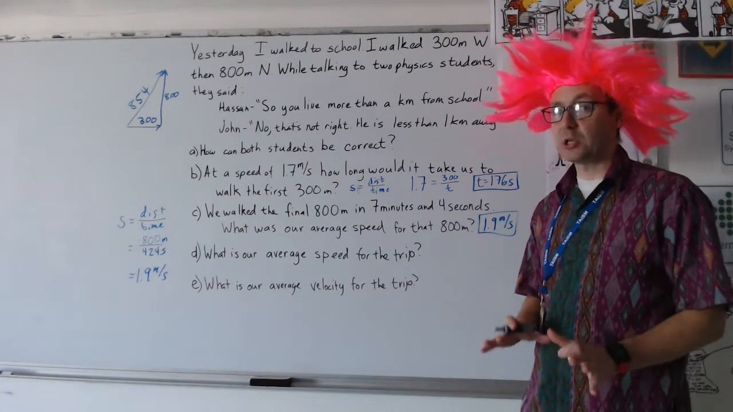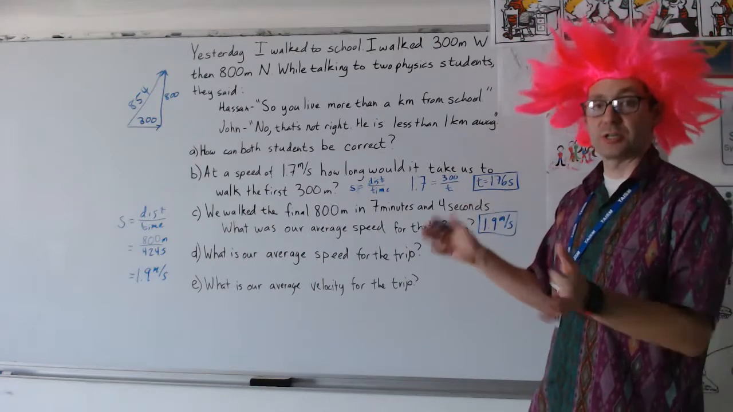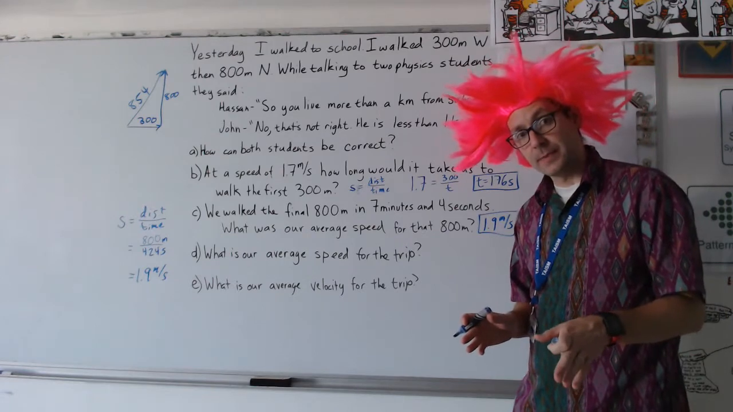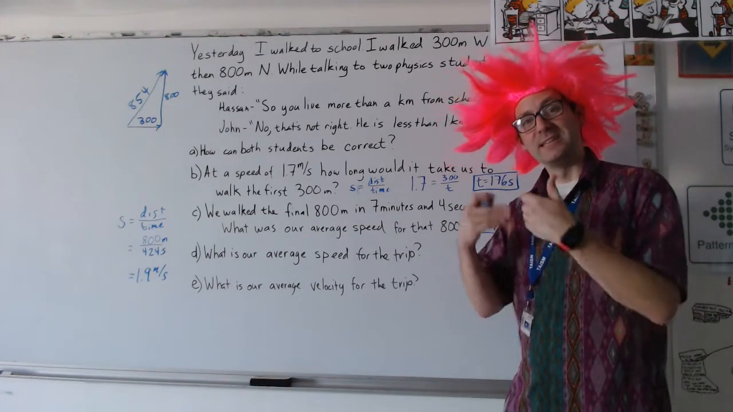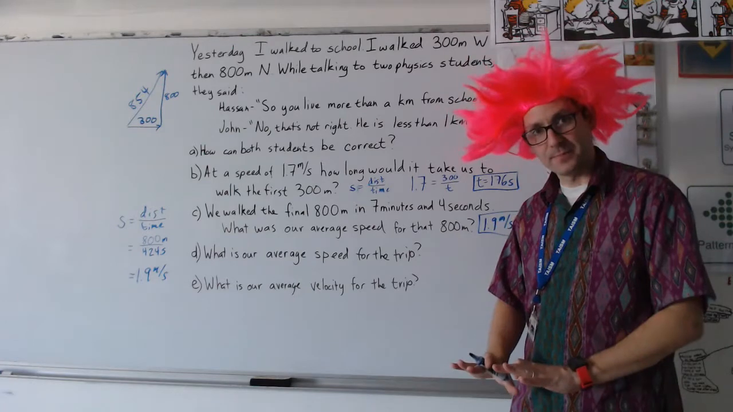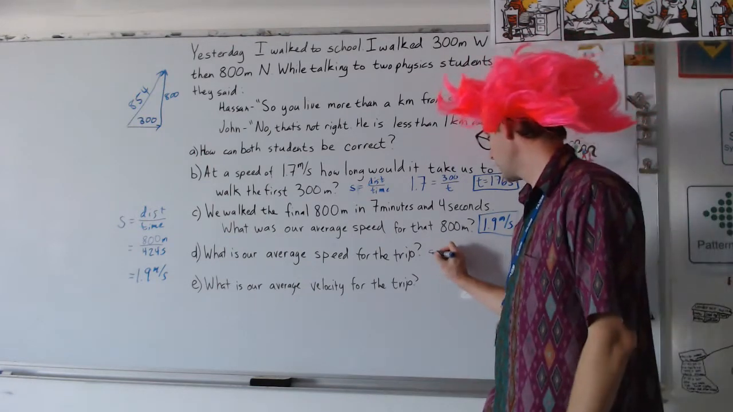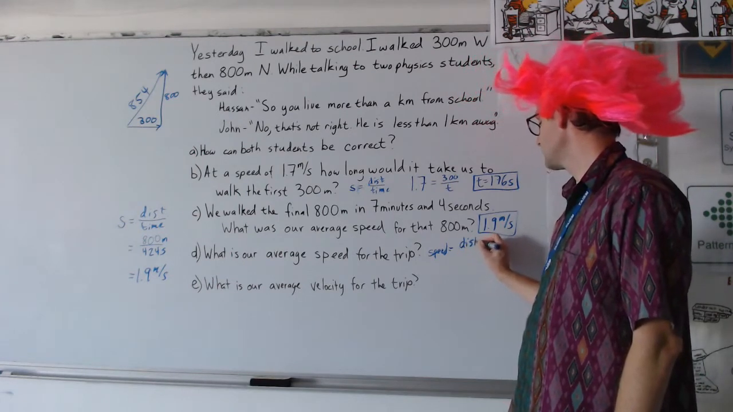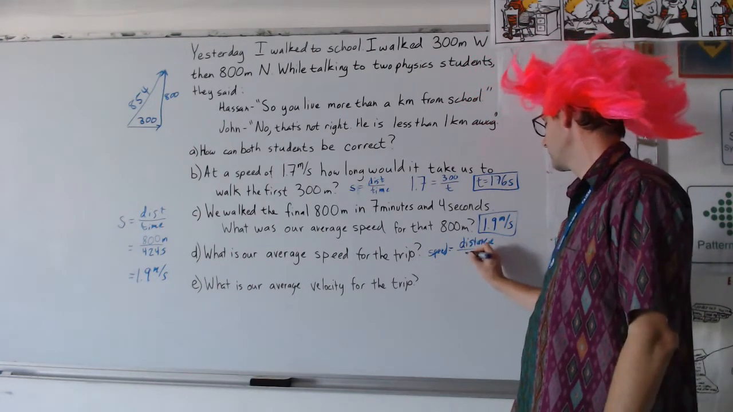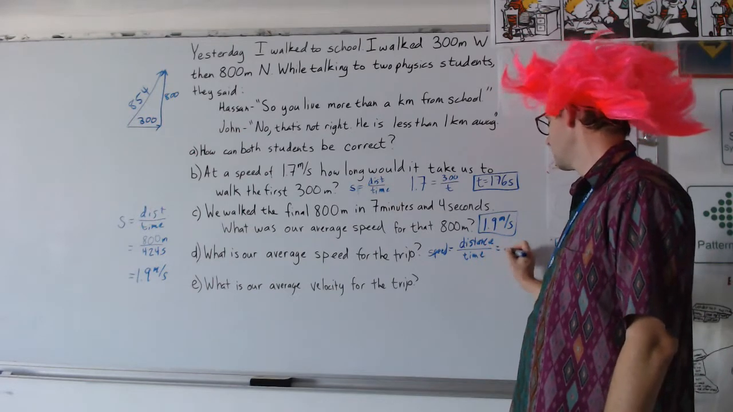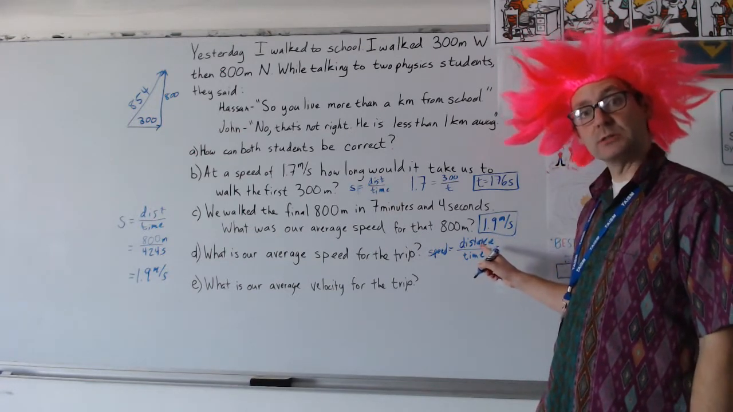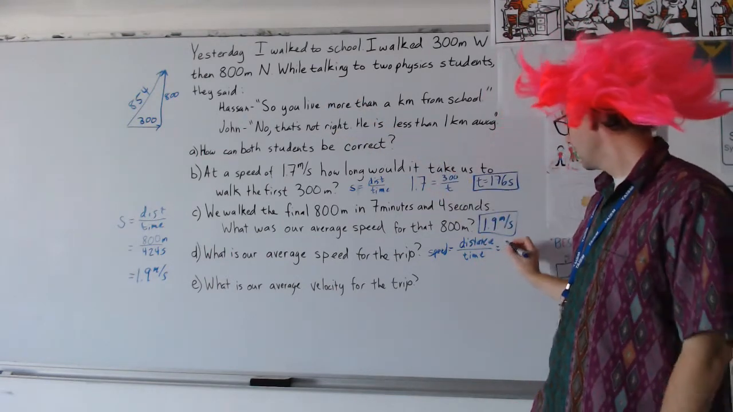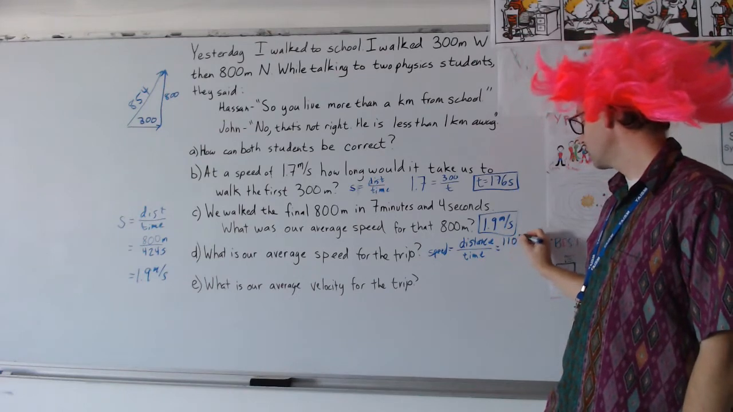Okay, now remember, you cannot just take the two speeds and average them. That's not how speed works. How do we calculate average speed? Average speed comes from distance over time. So same thing here. We're going to go speed equals distance over time. Do I know the whole distance traveled? Yes, I went 300 and then 800. We talked about this before. My distance is 1,100 meters.